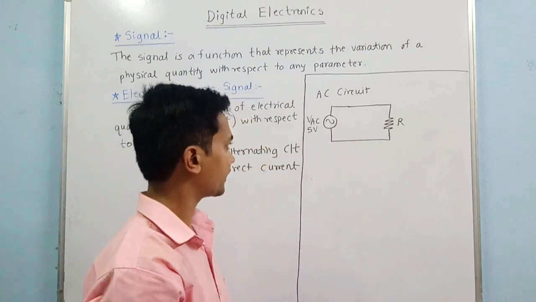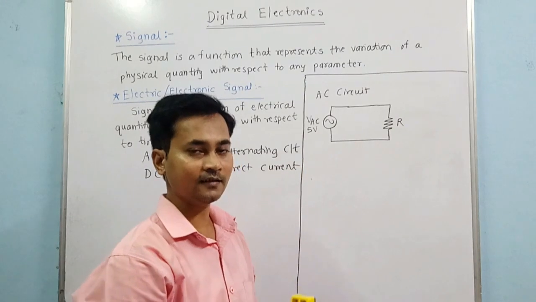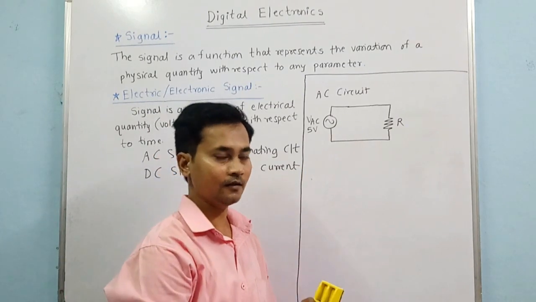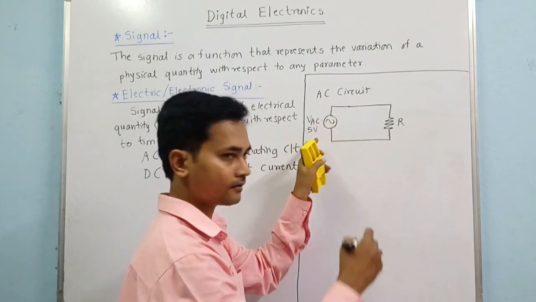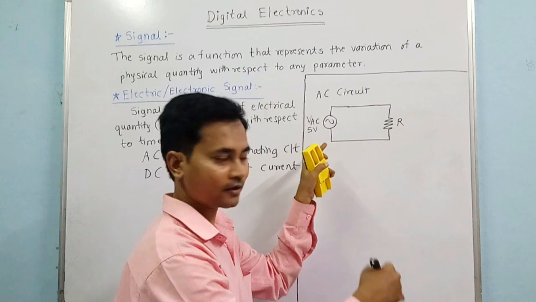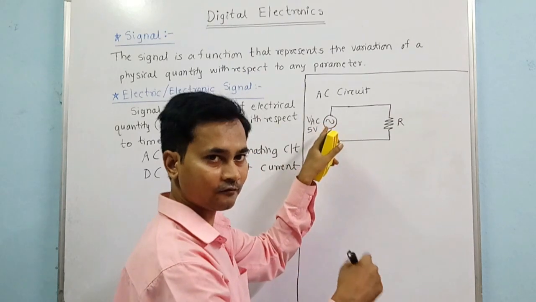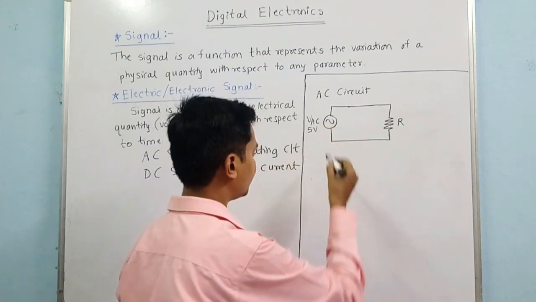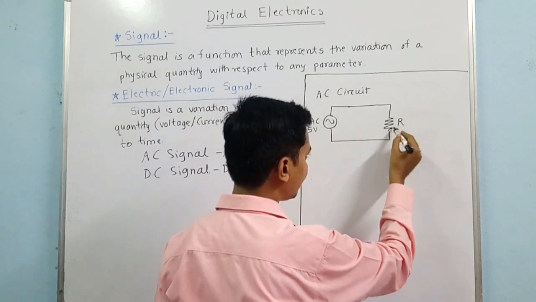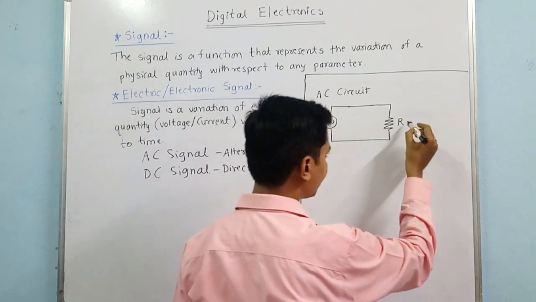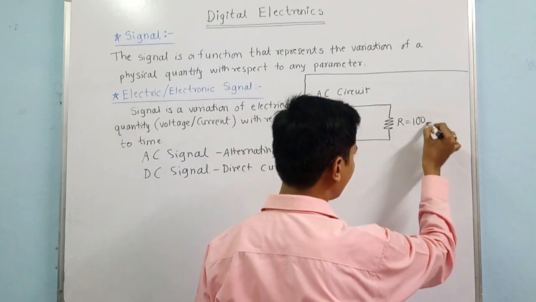Now look at this circuit diagram. This is the AC circuit. An AC circuit should contain the AC source, which is shown by this sine wave. So this AC source is represented by this one sine wave. Consider that this AC source is driving the R ohm resistor. Consider this R may be equal to say 100 ohm.